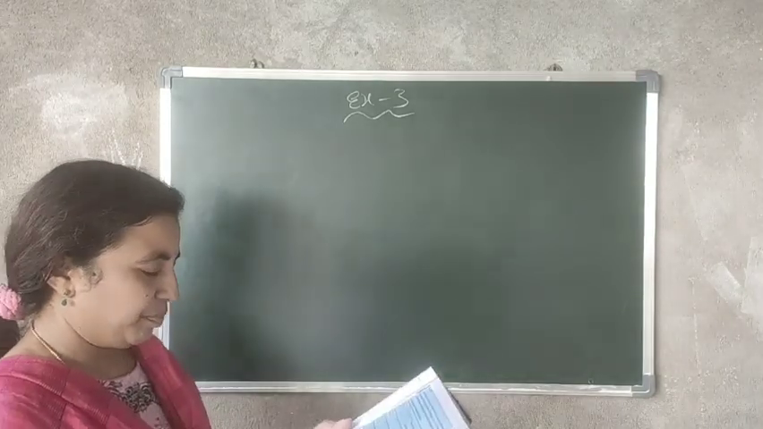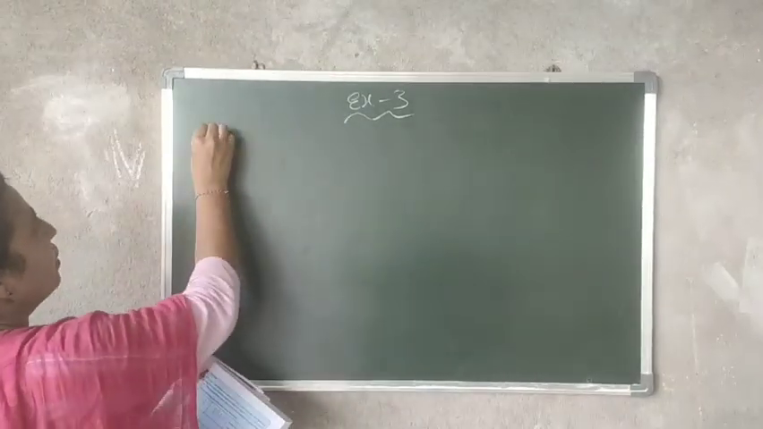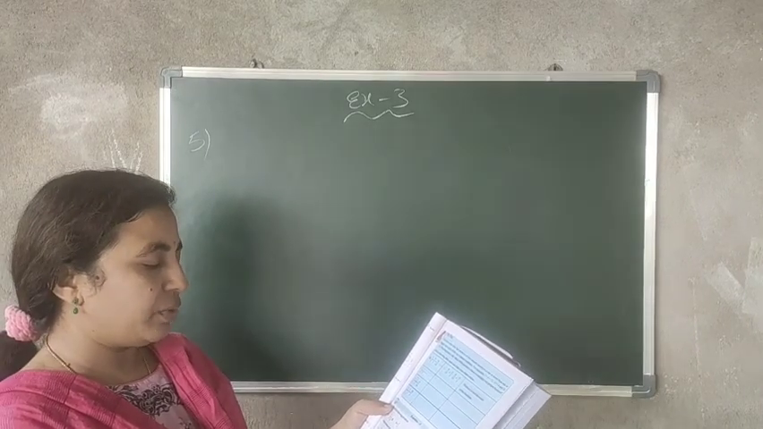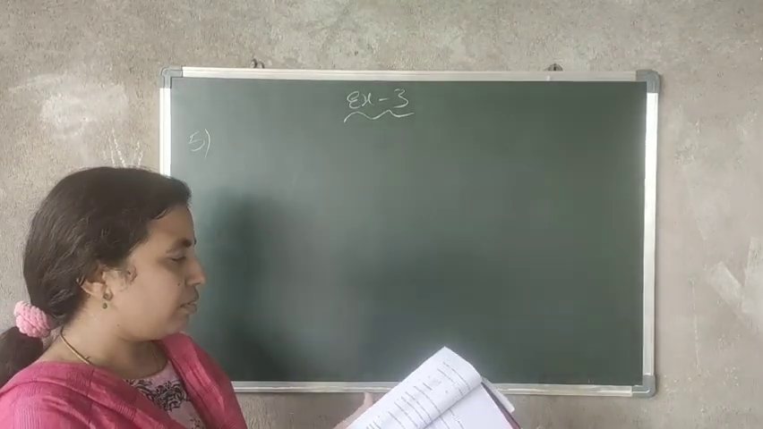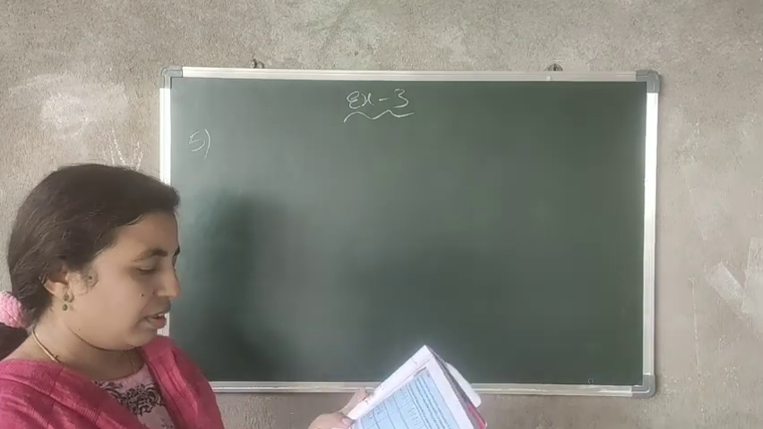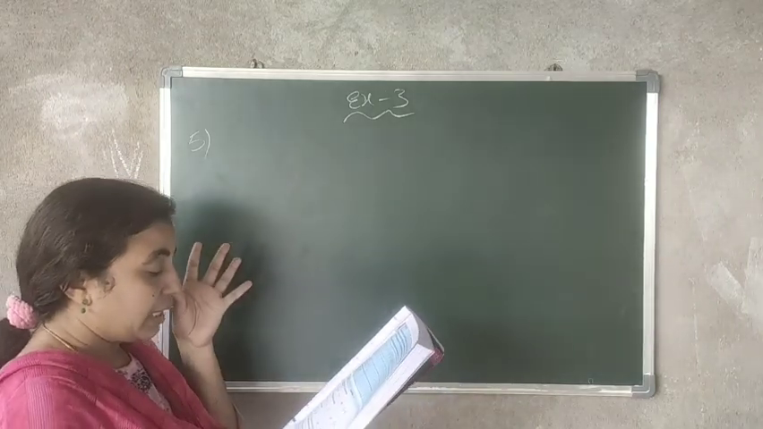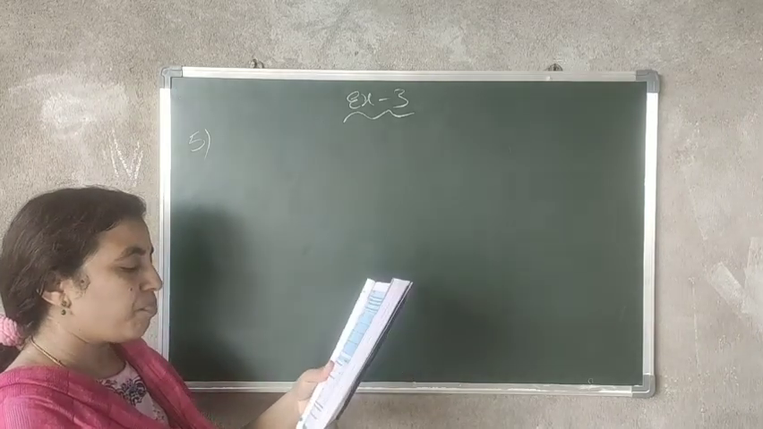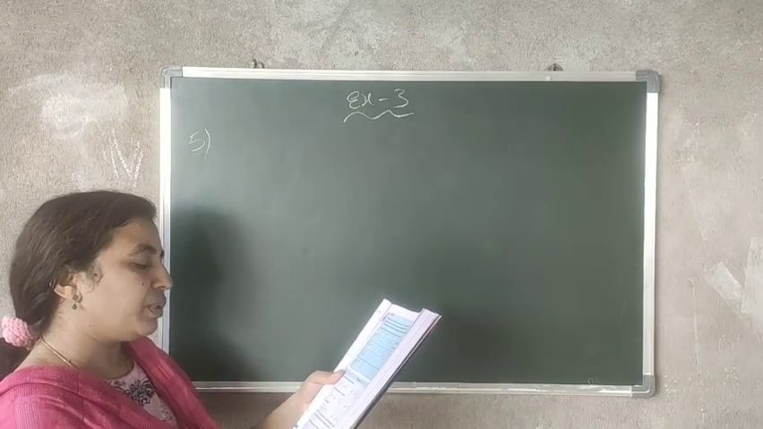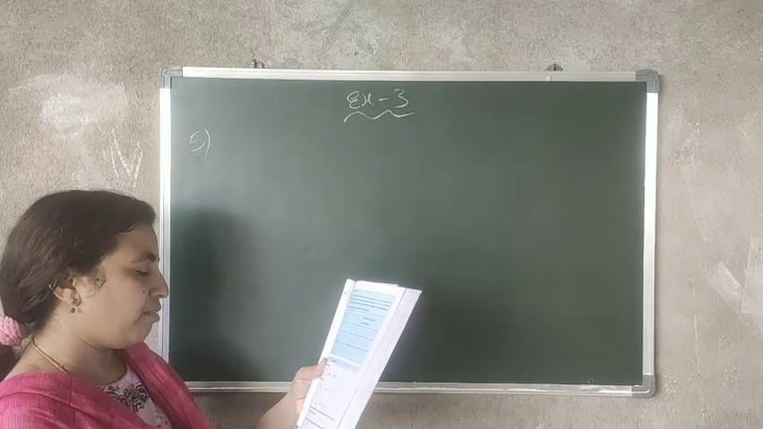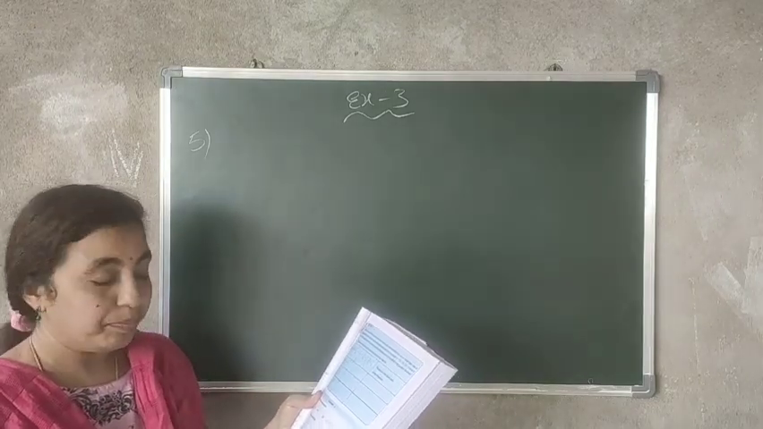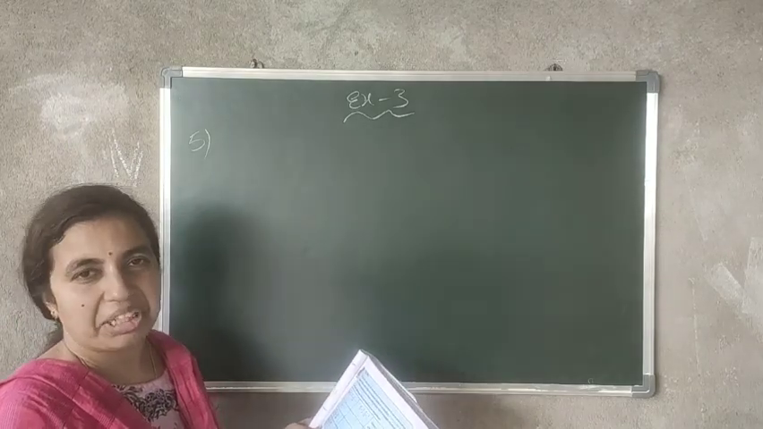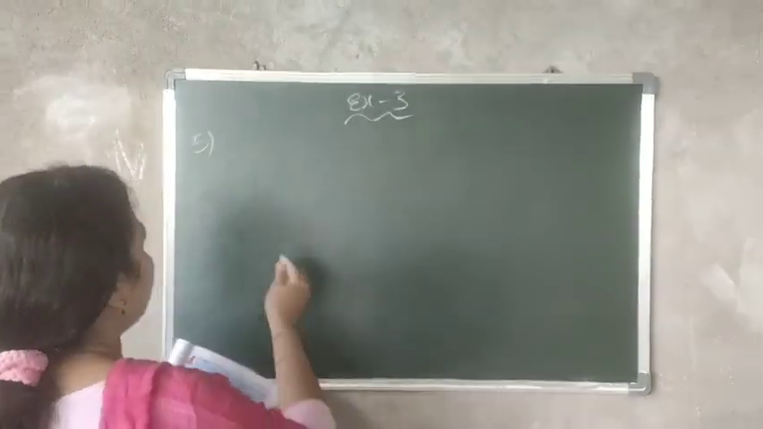You do. Now, fifth one. A truck runs 8 kilometers using 1 liter of petrol. How much distance will it cover using 10 2 by 3 liters of petrol? Now see here. Using 1 liter of petrol, 8 kilometers. This is also the same unitary method.